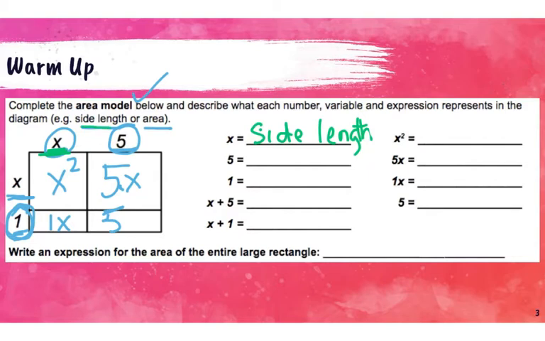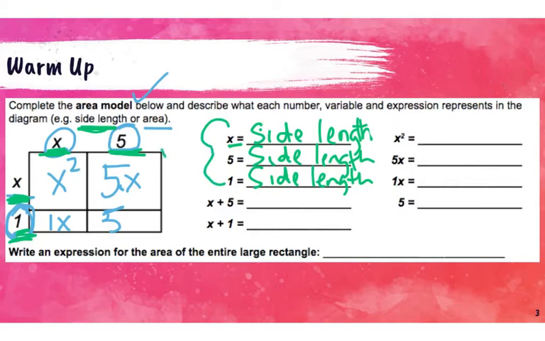I'm talking about my side lengths. So I know x is a side length, 5 is a side length. This x right here is also x, that's still a side length. And 1 is also a side length. Again, they are all described like that because they are outside of the box, and those are all factors. If they are the side length, they're a factor.